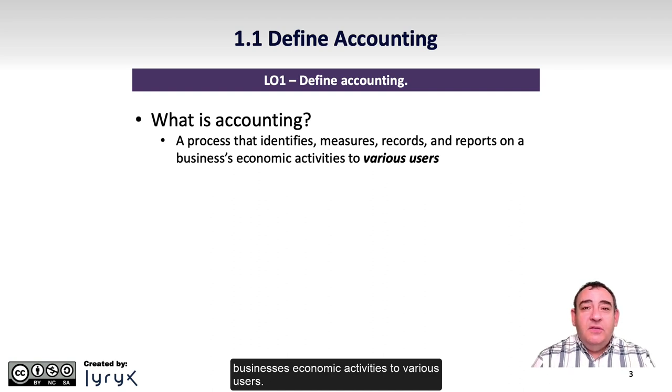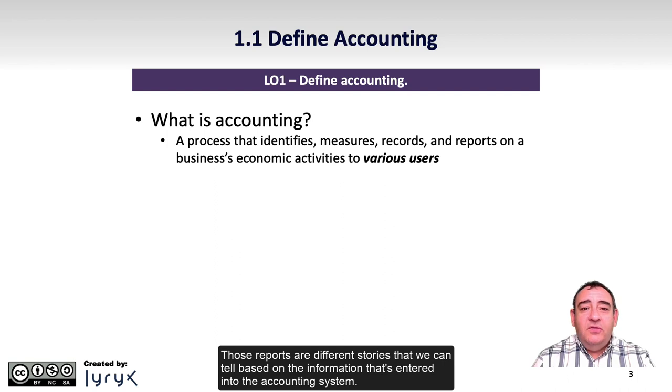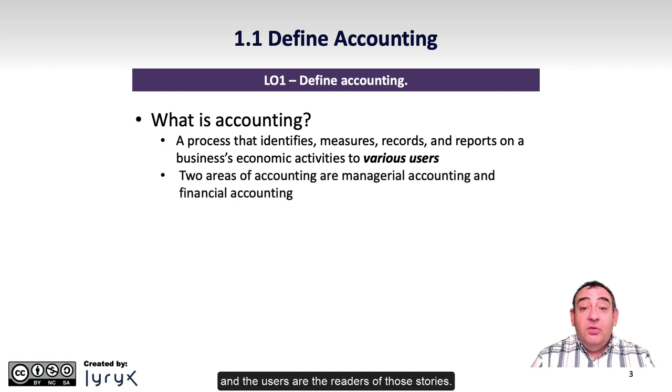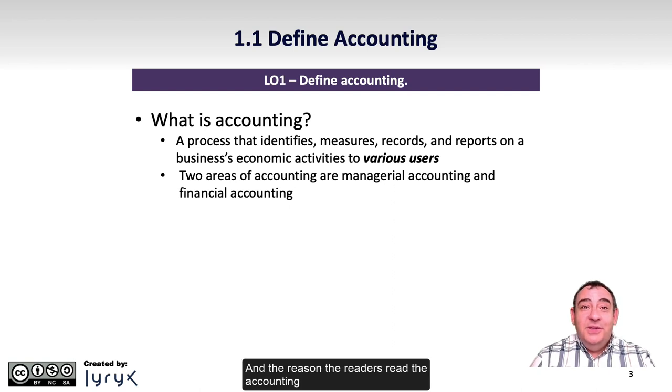Those reports are different stories that we can tell based on the information that's entered into the accounting system. And the users are the readers of those stories. And the reason the readers read the accounting stories is so that they can make decisions. Who are the users or readers of our accounting stories?